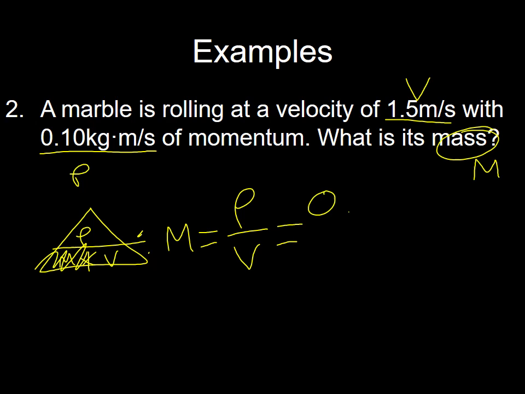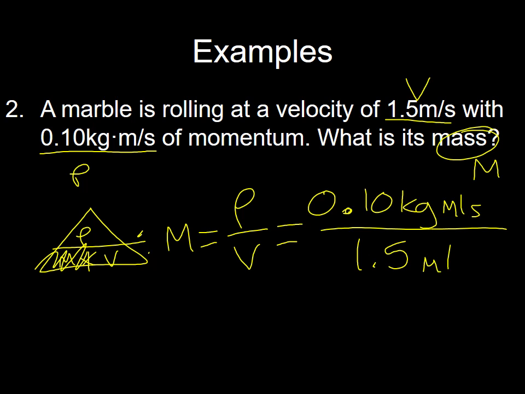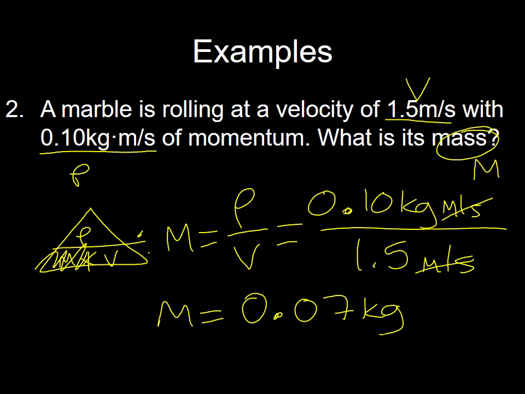So I have 0.10 kilogram meter per second over 1.5 meters per second. These units are going to cancel out, and that's going to leave me with a mass of 0.07 kilograms, which, since we're dealing with a marble, we'd expect to get a really small number.